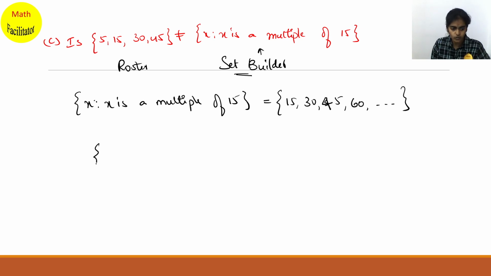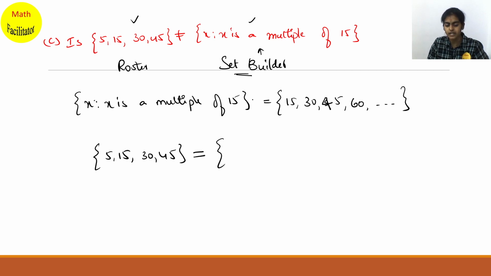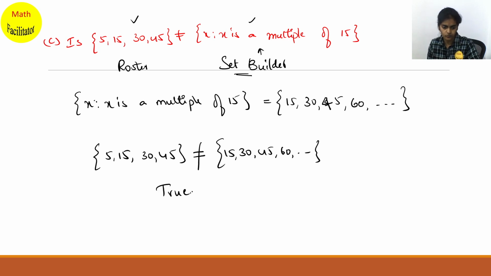Okay. So, now you have the set {5, 15, 30, 45}. This is given to you. Okay. And you should see if this is equal to {x is a multiple of 15}. This set is nothing but the elements are 15, 30, 45, 60 and so on. Clearly you can see the two sets are not equal, right? Chalo. So this is true. Are these two not equal? Yes, these two are not equal.